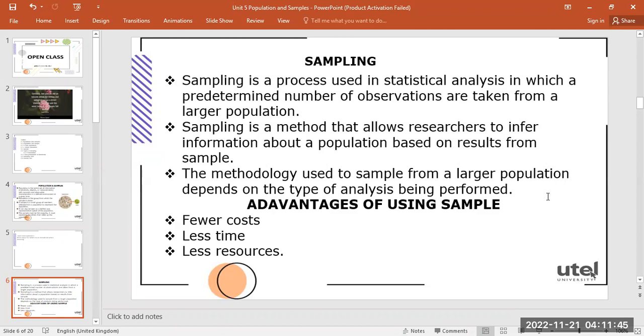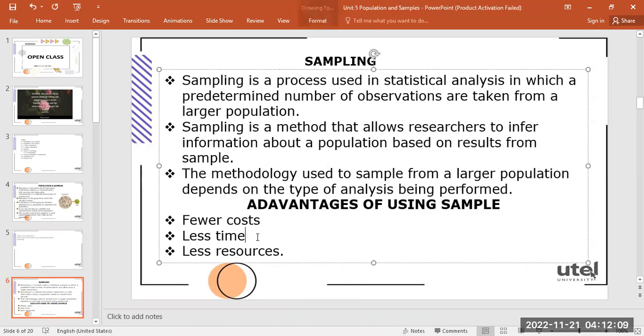As we shall soon see, there are various methods or ways in which you can carry out the sampling. It's actually a function of the type of study that you intend to carry out. Here, I just decided to highlight, even though I've mentioned them before, some of the advantages of using samples. This helps us to incur lower or fewer costs. Of course, we take less time to study samples than to study the entire population, and we make use of fewer resources.